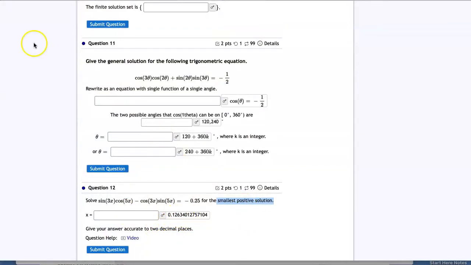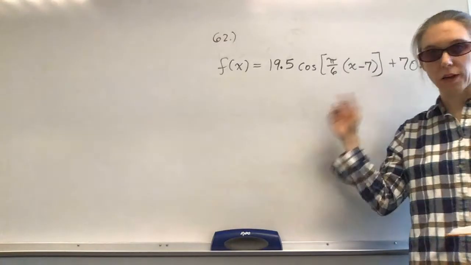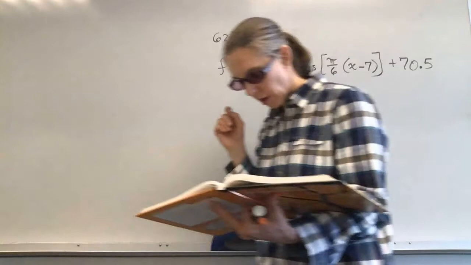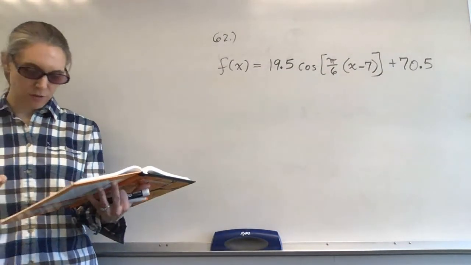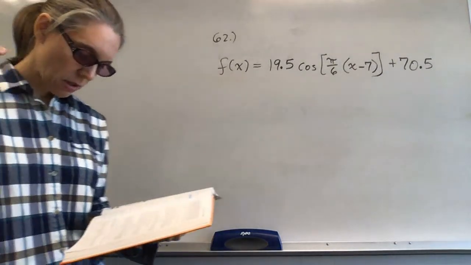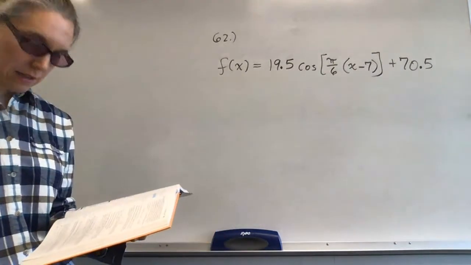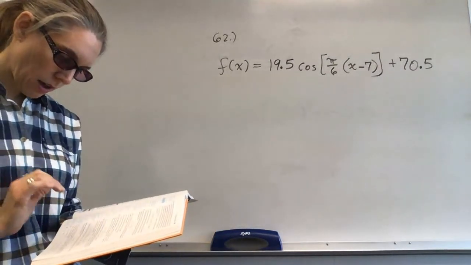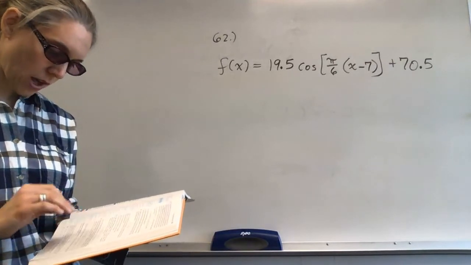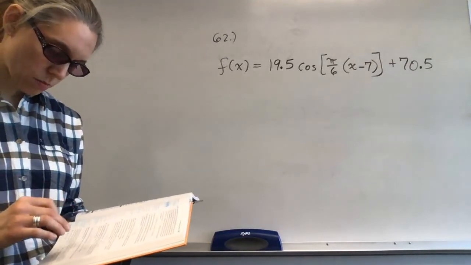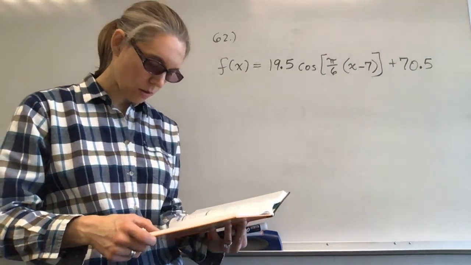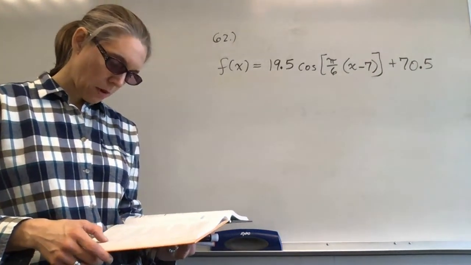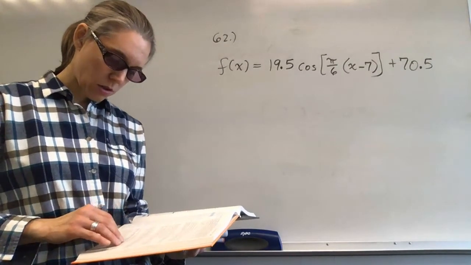I want to do one more problem on the board, and that is a problem from the textbook. Okay, number 62. Average monthly temperature in Phoenix. The following function approximates the average monthly temperature, Y in degrees Fahrenheit, in Phoenix, Arizona. Here, X represents the month, where X equals 1 corresponds to January, X equals 2 corresponds to February, and so on.